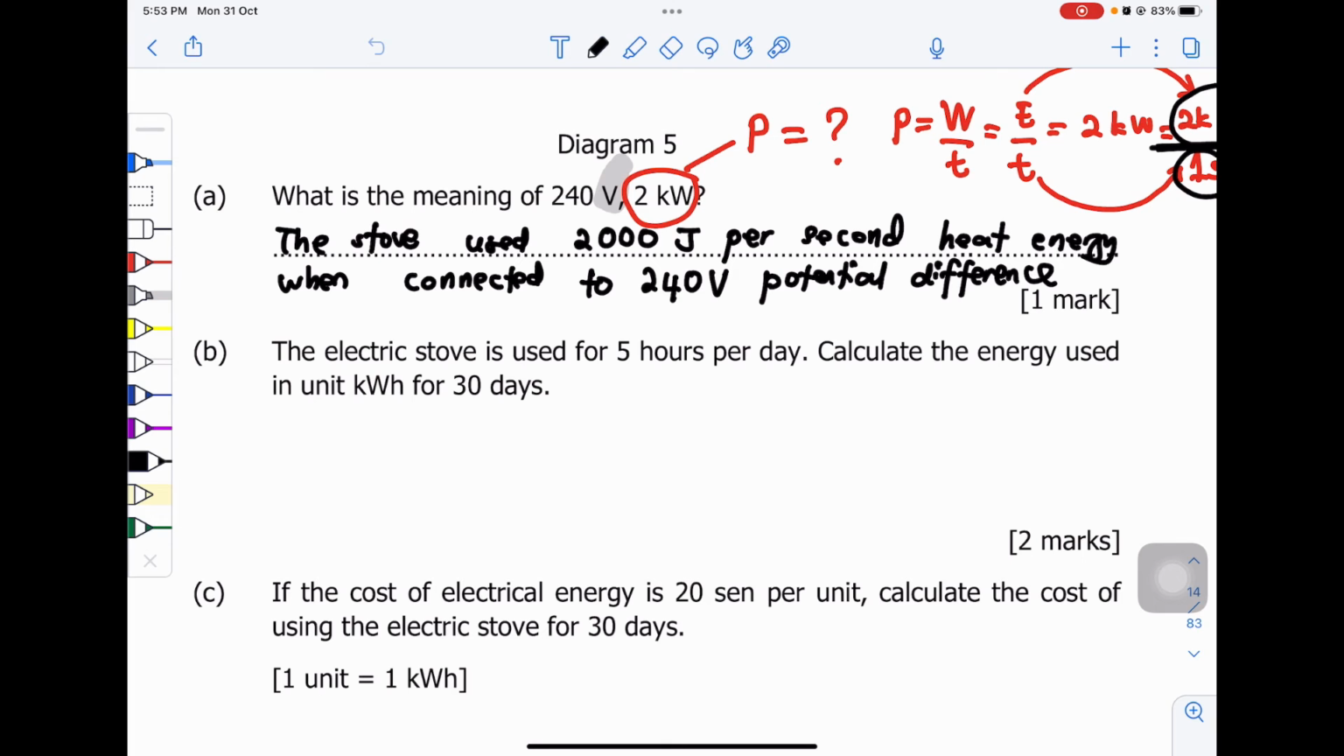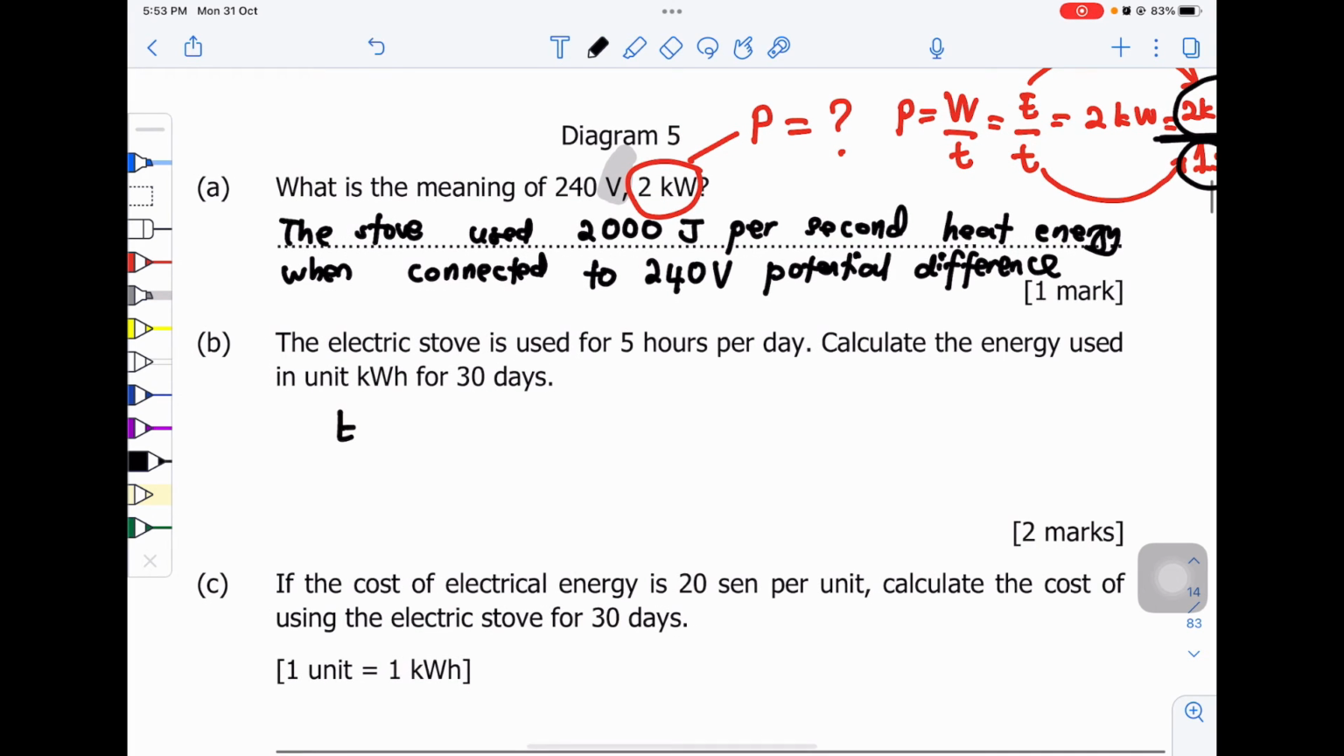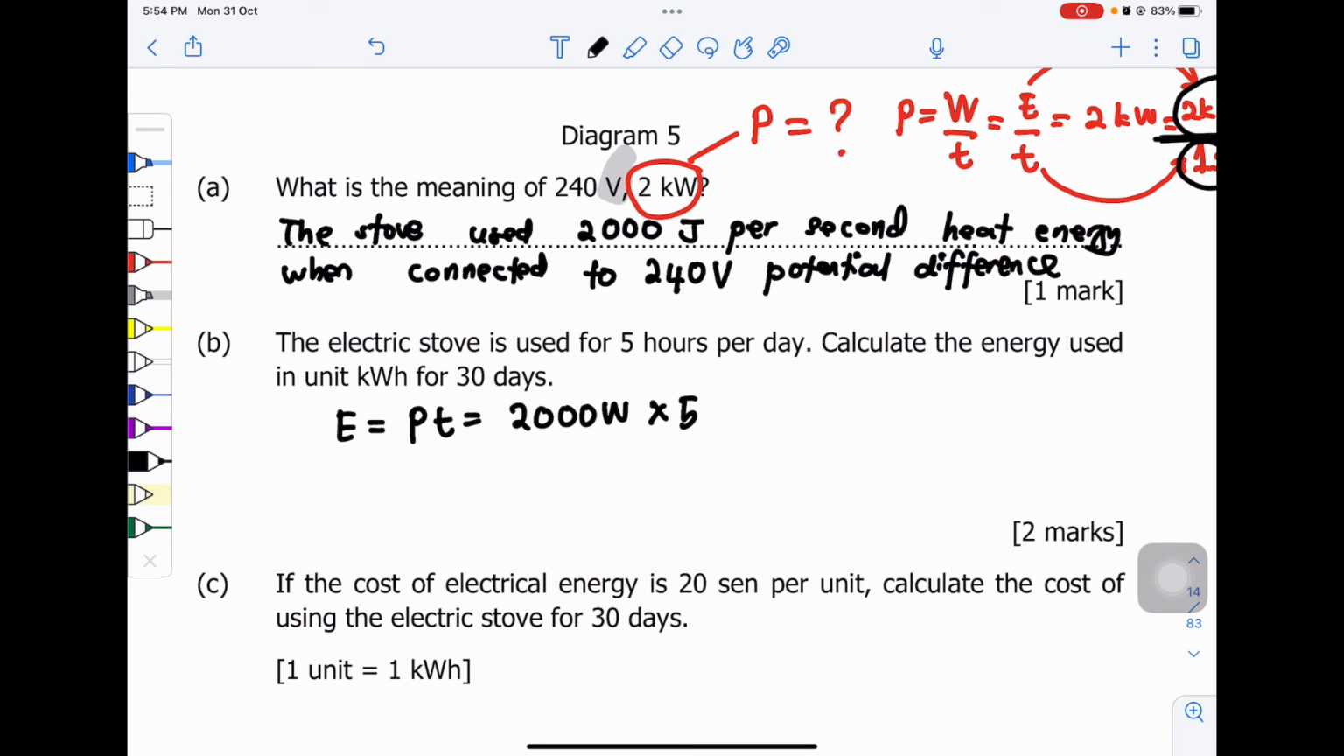Hence, first you calculate the energy. Energy equals PT. So what's the power? Power is 2000 watts. How many hours? 5 hours. How many days? 30 days. How much? Press the calculator. That gives you kilowatt hours.